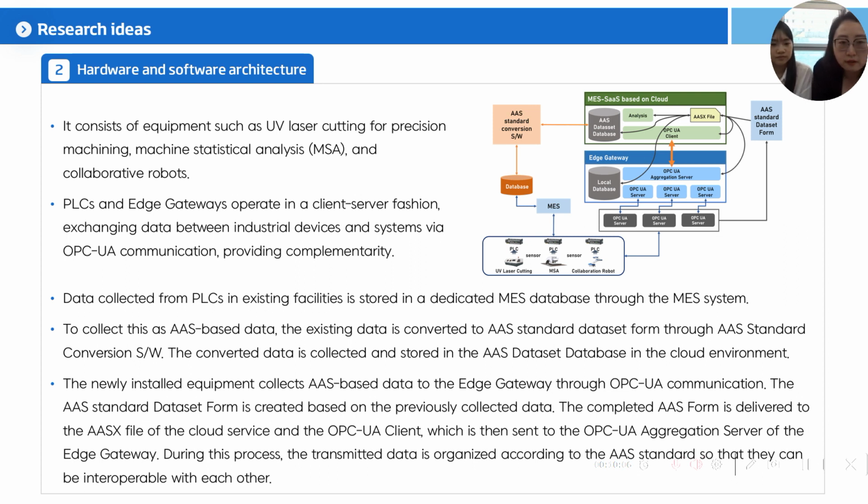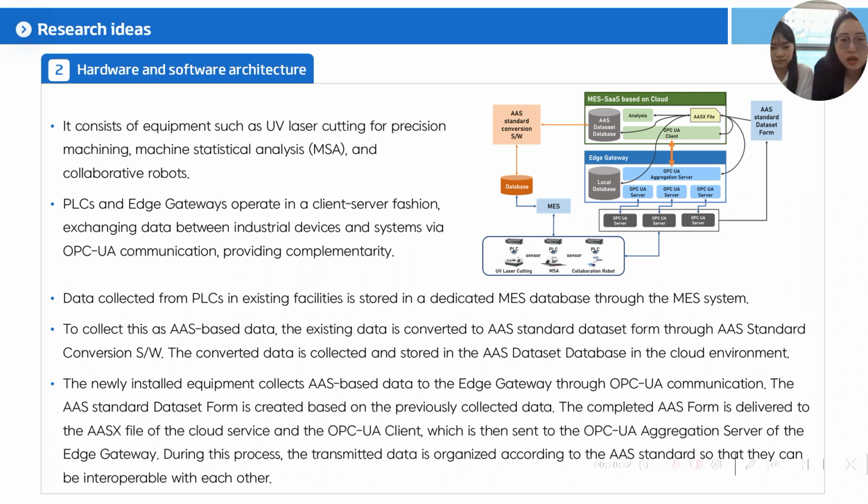Data collected from PLCs and existing facilities is stored in a dedicated MES database throughout the MES systems. To collect this as AAS-based data, the existing data is converted to AAS standard datasets through the AAS standard conversion software. The converted data is collected and stored in the AAS dataset databases in the cloud environment.